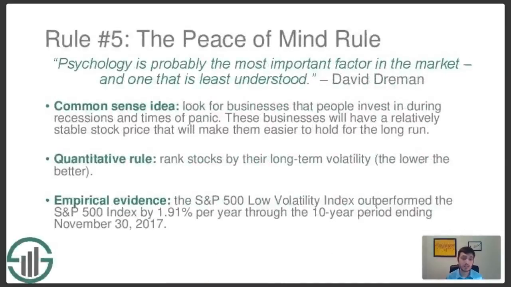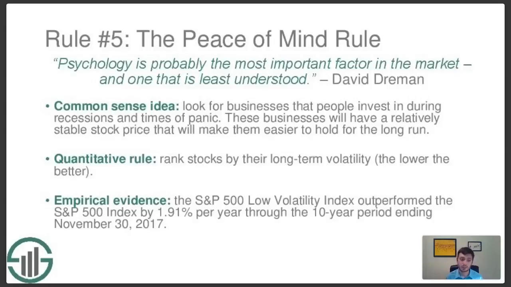The final buy rule is the peace of mind rule, and the quote is from value investor David Dreman: Psychology is probably the most important factor in the market and one that is least understood. And this goes back to volatility. Common sense idea is to look for businesses that people invest in during recessions and times of panic. These businesses will have a relatively stable stock price that will make them easier to hold for the long run. So it's easier to hold a stock that doesn't go down as much when it goes down because there's just less stress.